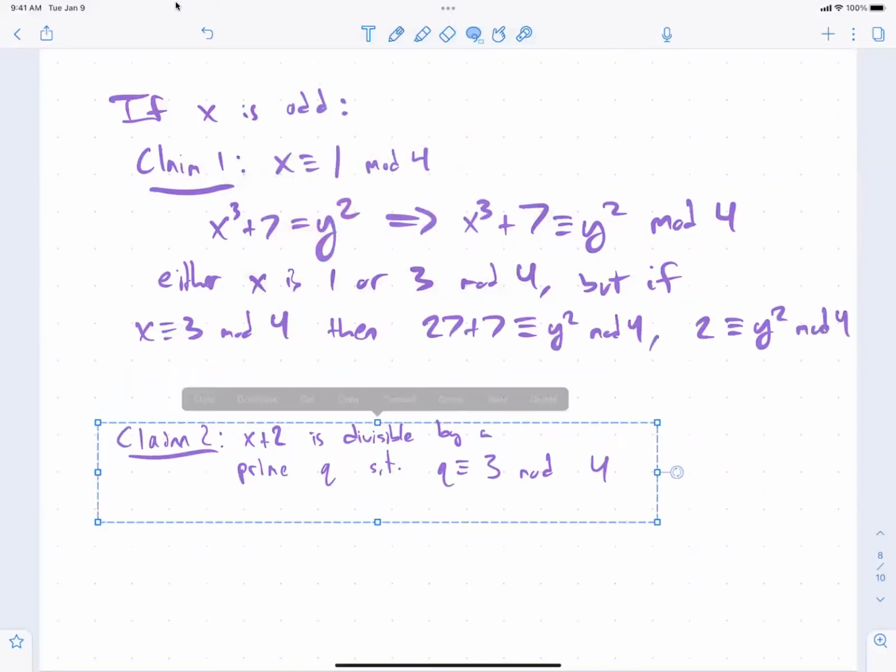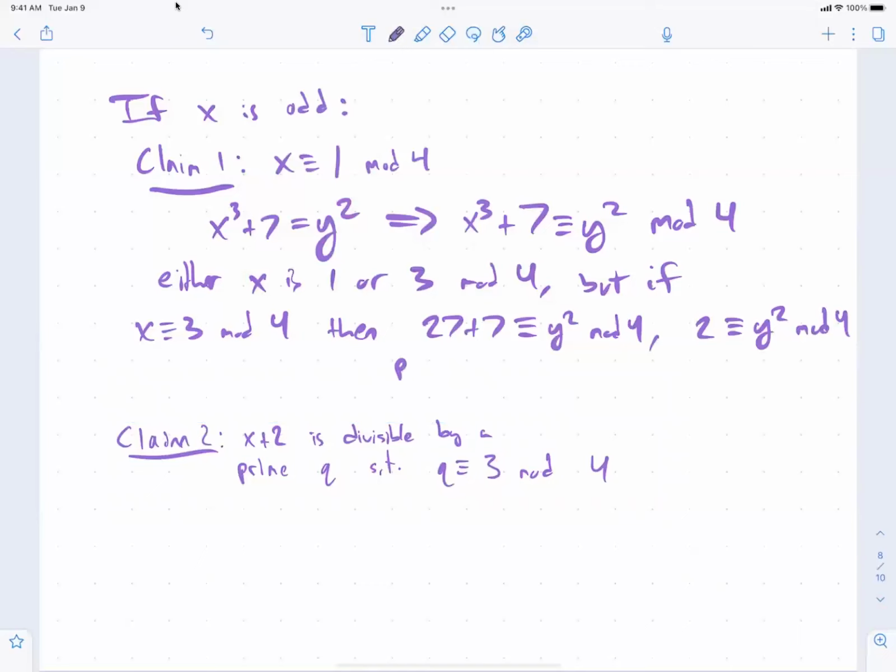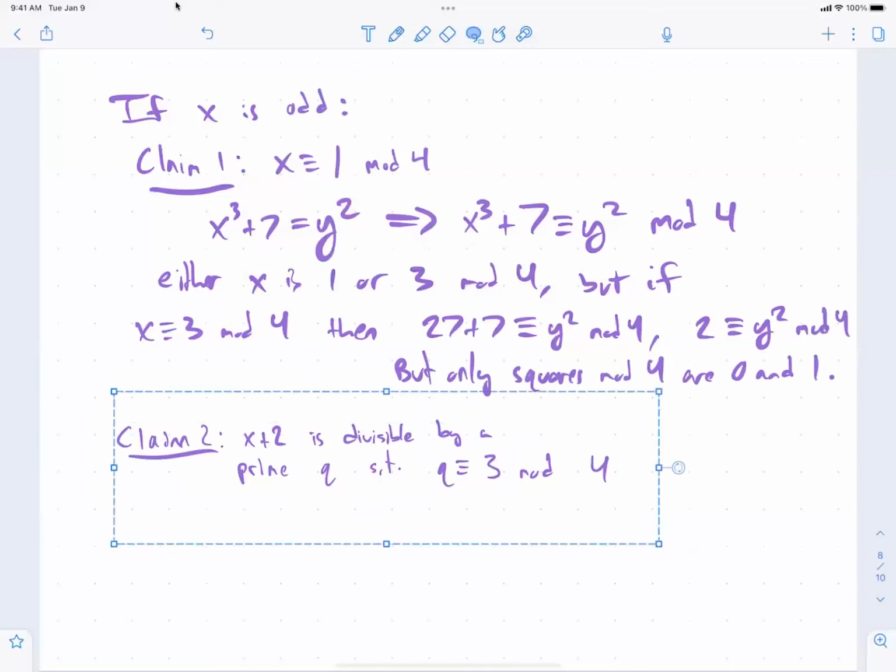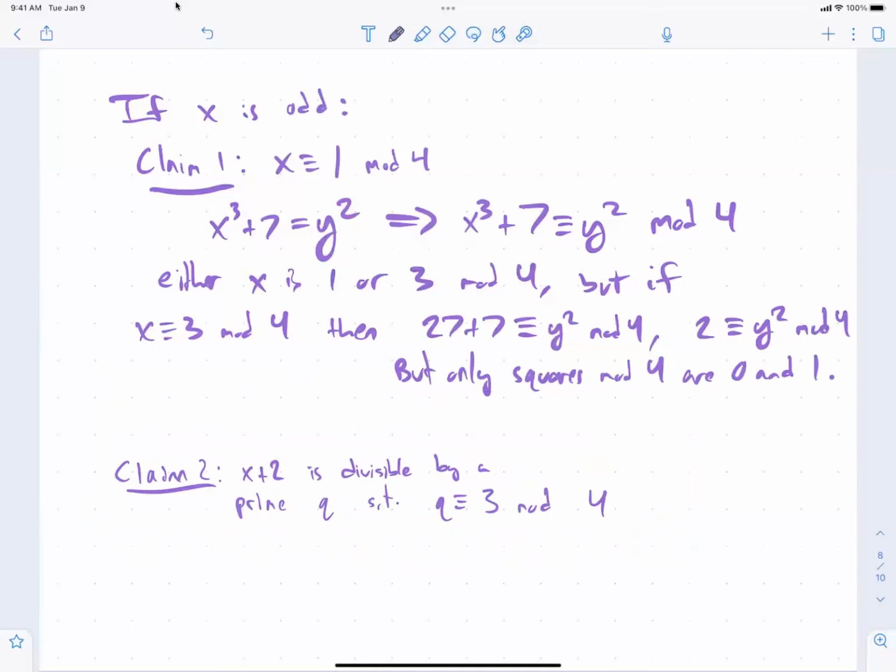But the only squares mod 4, just like looking at the squares mod 8, are 0 and 1. So I can't have x congruent to 3 mod 4. This gives me a little bit of information about x. I deduced that x is congruent to 1 mod 4, and this was just by analyzing solutions to this equation mod 4.